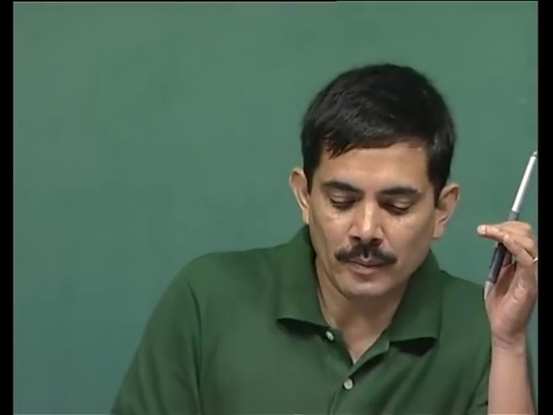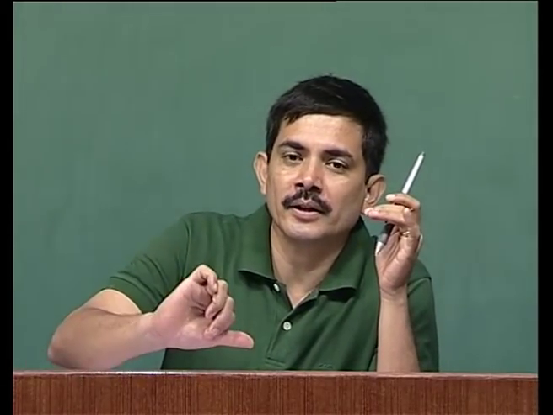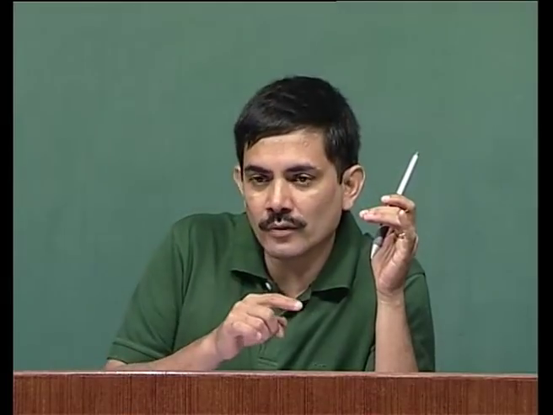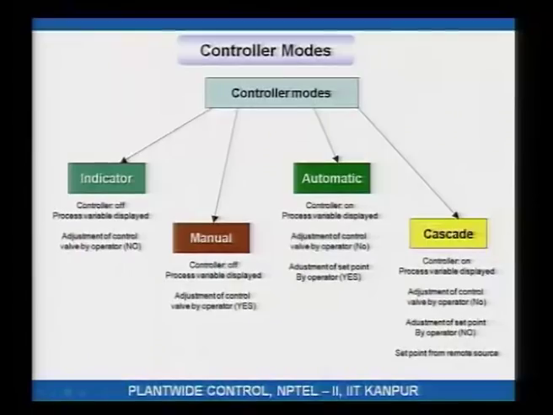In manual mode, the controller is off, and the value of the process variable that is to be controlled is being indicated. However, since the controller is off, the valve is at whatever position it is, and the operator can change that valve position. He can say that the valve is 50% open, 60% open or 40% open. So, in manual mode, the operator is specifying the valve position signal, the signal to the valve.